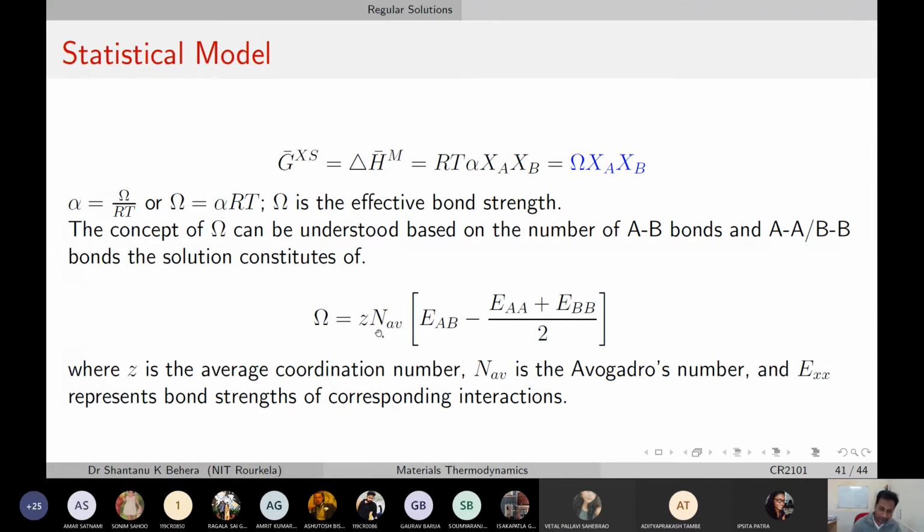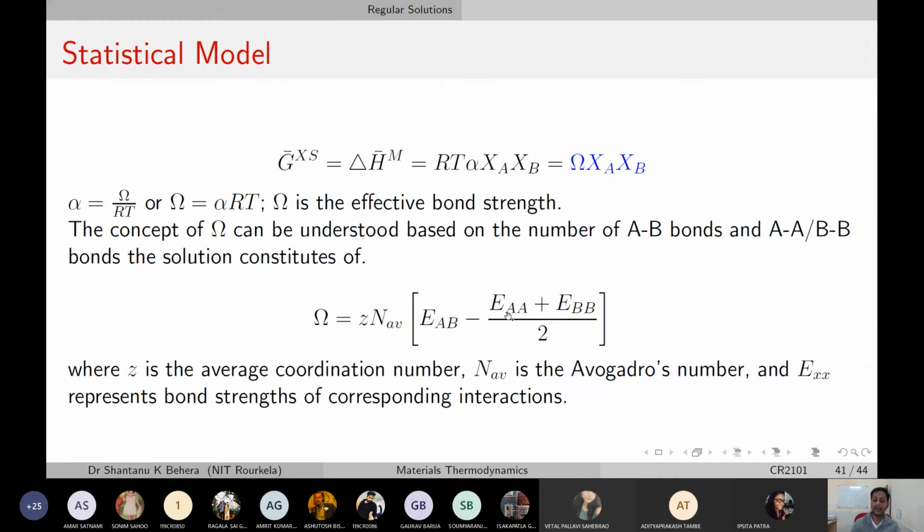And since NAV is a positive number and Z is also a positive number, if the algebraic sum of these terms is negative, that means if this is a larger number and this is a smaller number, then the difference is going to be positive. But then when we put the sign of this bond, which is a negative sign, this whole thing would be a negative bond strength, and that would mean that the EAB interactions are stronger. Okay, and that would give you a negative deviation.